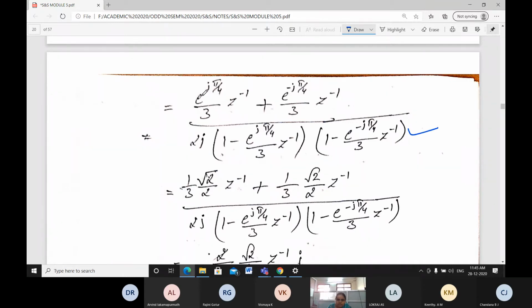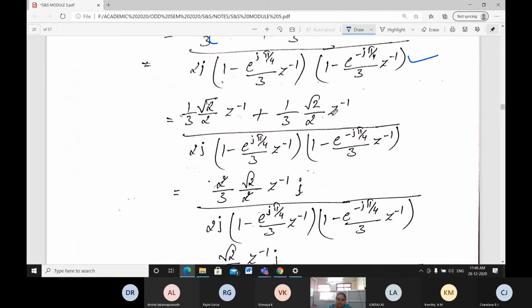After this, you have to use e raised to j pi by 4, which I can write as cos pi by 4 plus j sin pi by 4, and e raised to minus j pi by 4 as cos pi by 4 minus j sin pi by 4. Based on that, substitute the equation. Then substitute the values of cos pi by 4 and sin pi by 4, and you will be getting 1 divided by 3, this 1 by 3 as it is, then root 2 divided by 2 z inverse plus 1 by 3 root 2 divided by 2 z inverse, the cos pi by 4 equation. Then again solve for this.